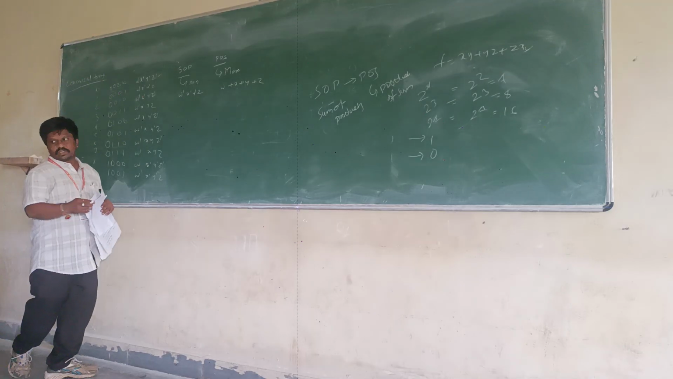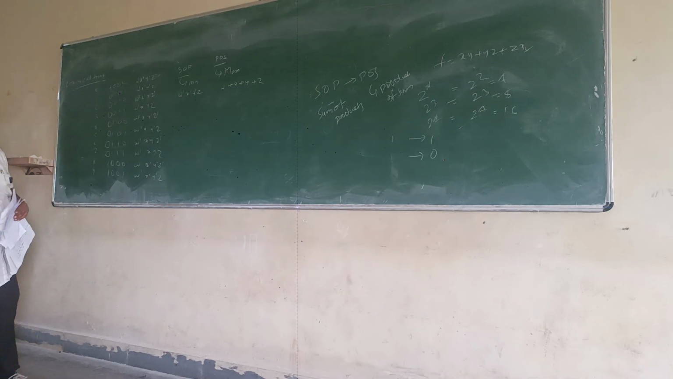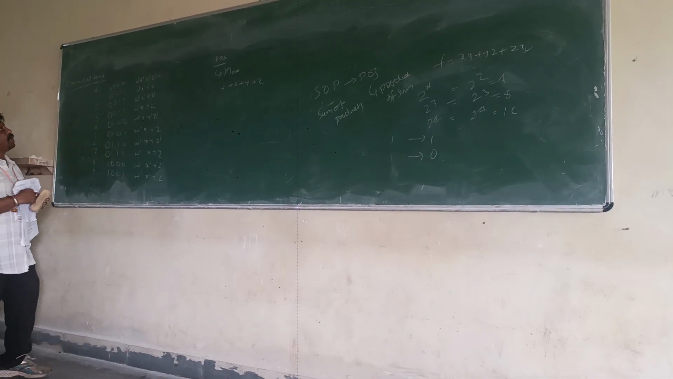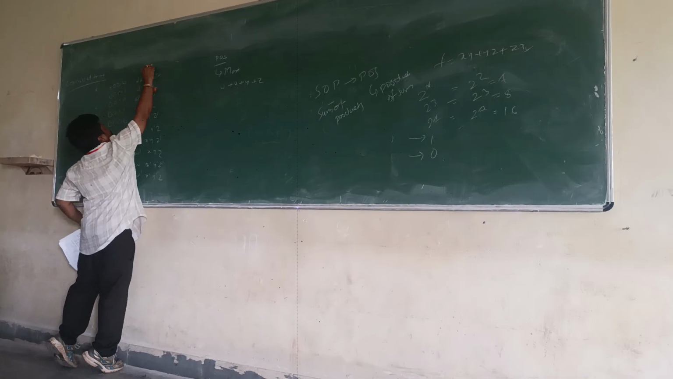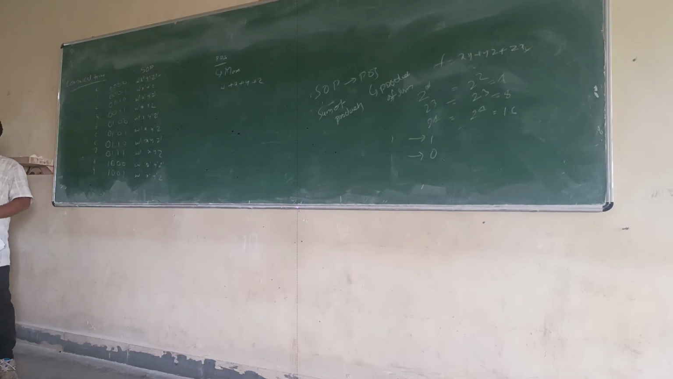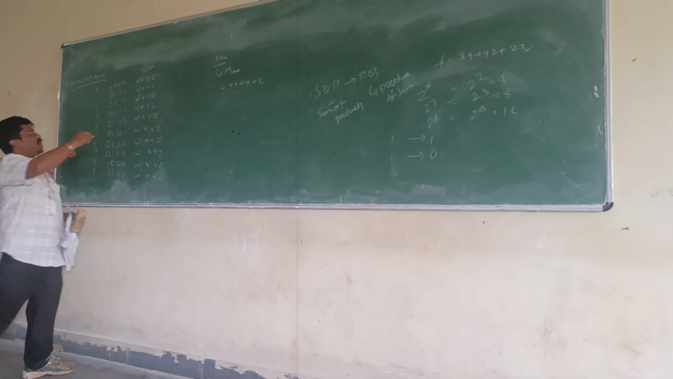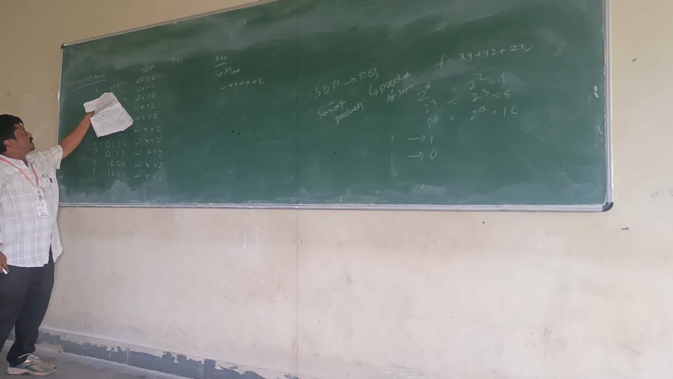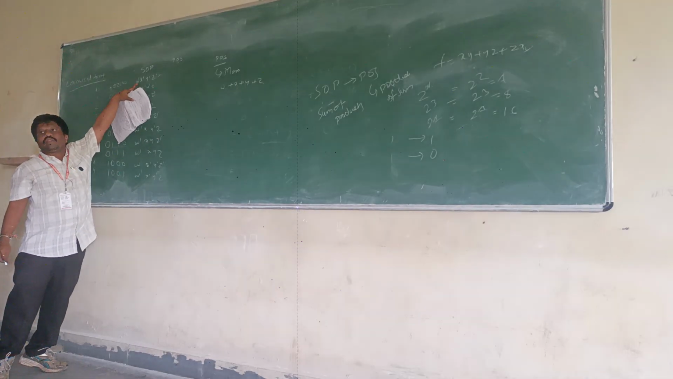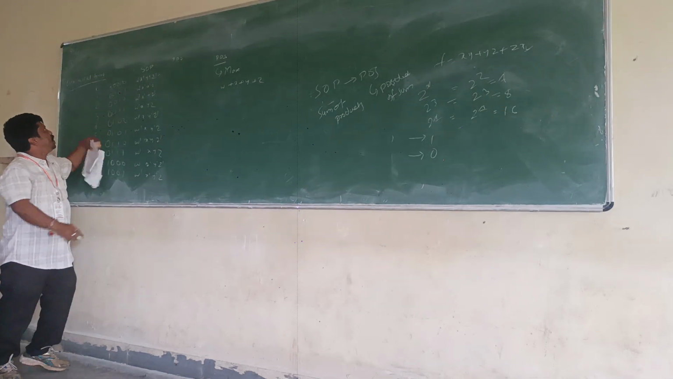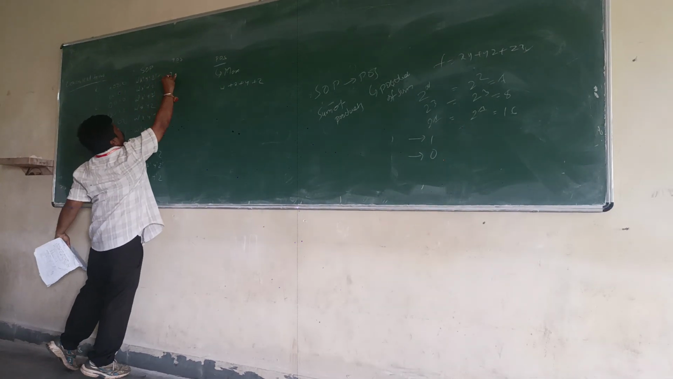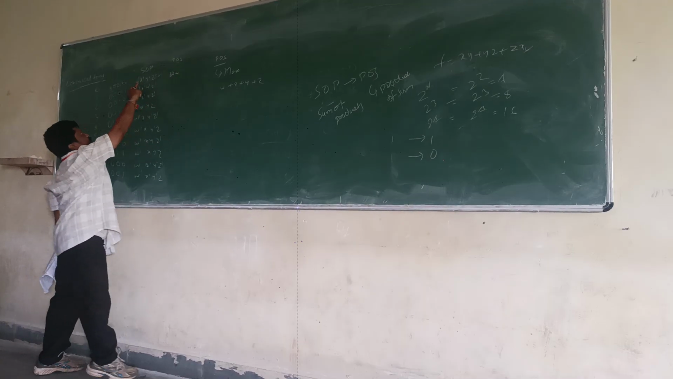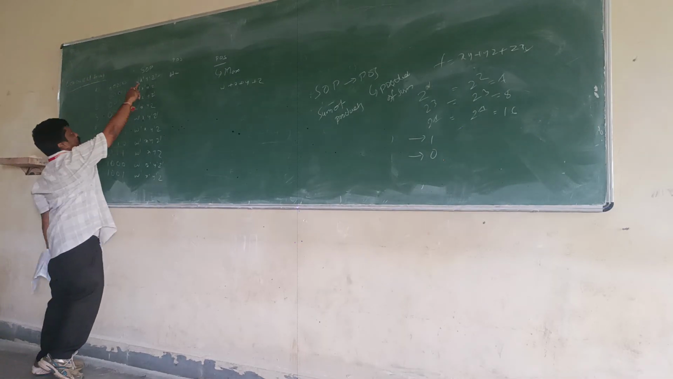Whatever I have written on the board is the SOP form. Then I write the POS form, where the zeros are considered as the uncomplemented form, the original form only. So the zeros are considered as W only, direct W, and X is considered with plus. There we were using products, but here we are using plus.